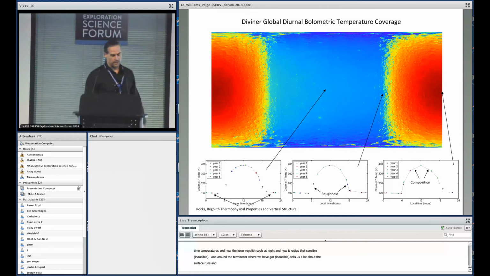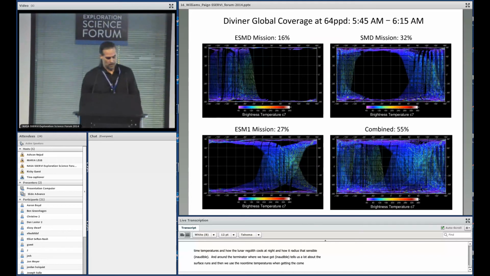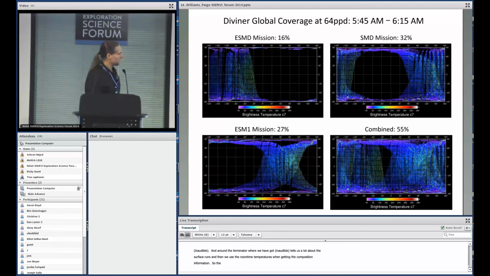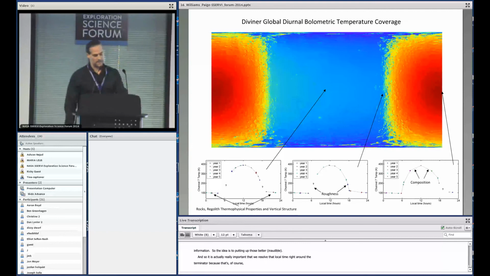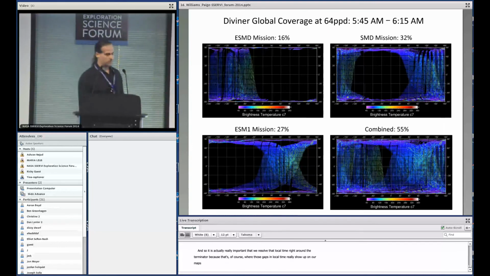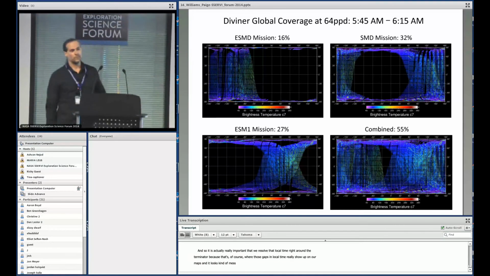So the idea is to keep building up these maps, and they're going to get better and better as Diviner continues. And so it's really important that we resolve the local time right around the terminator, because that's, of course, where those gaps in the local time really show up in our maps, and it looks kind of messy. But this gives you an idea of how that coverage has improved with time.